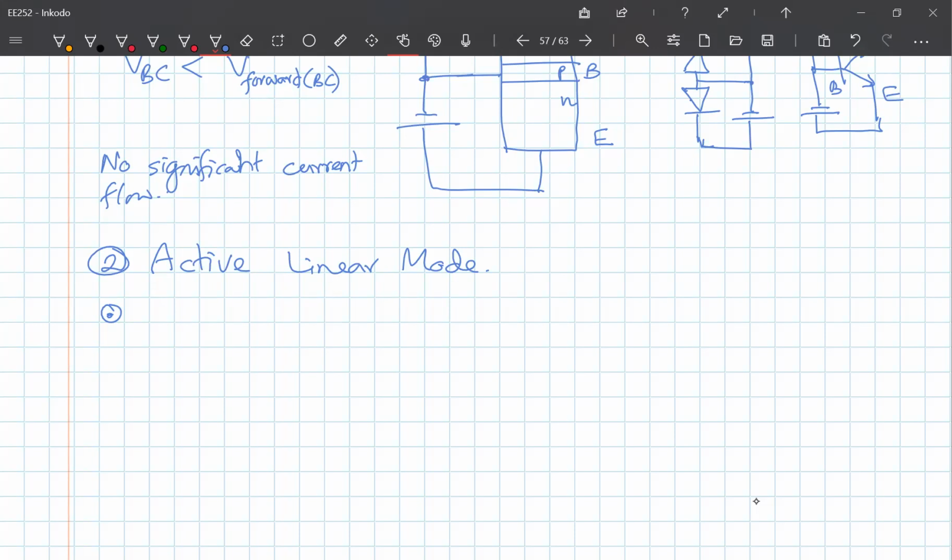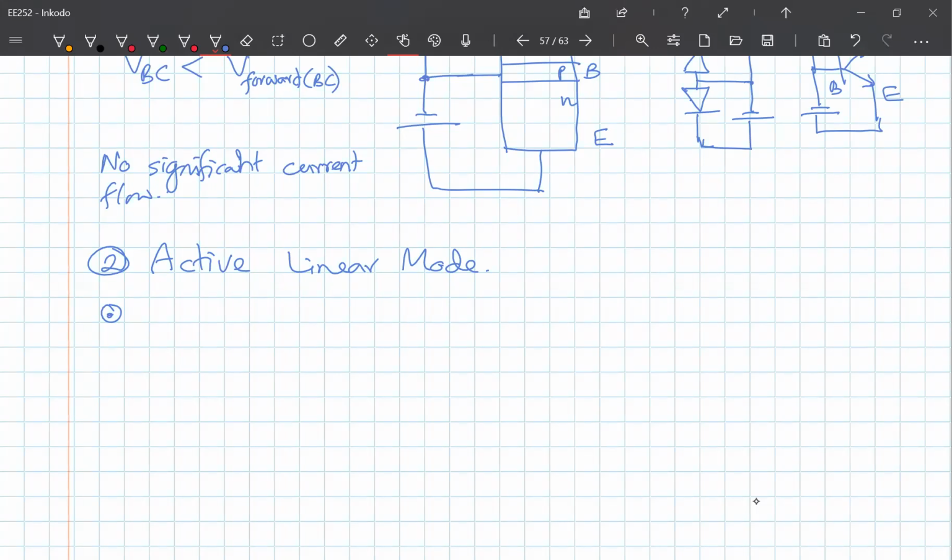If you have it the other way around, in other words, BC in forward bias and BE in reverse bias, it will work, but it will not be efficient. Okay? So in order to obtain the expected behavior, what we want is the base emitter junction to be forward biased and the base collector junction to be reverse biased, not the other way around.